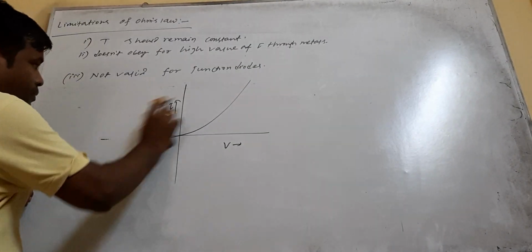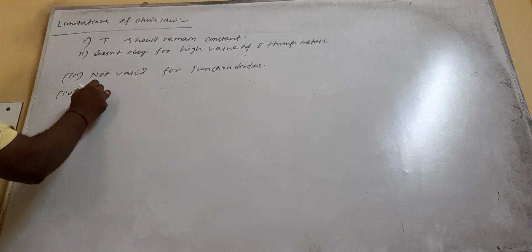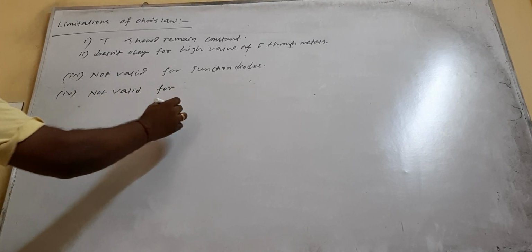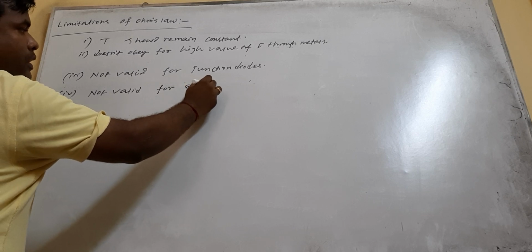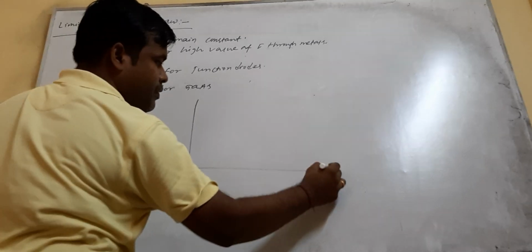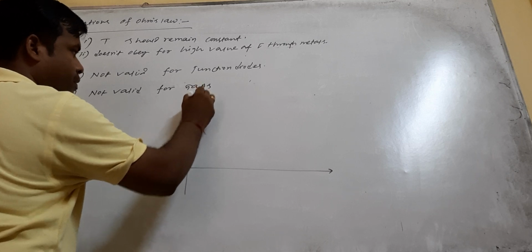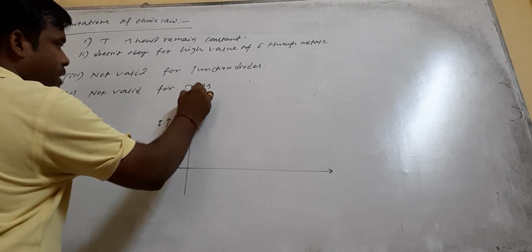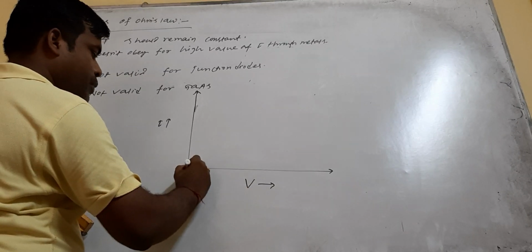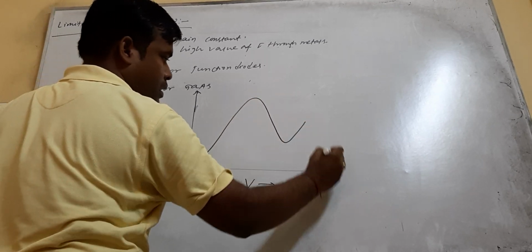So another one, it is also not valid for gallium arsenide. For gallium arsenide, you remember the graph will be like this. You take current along one axis and voltage along the other. The graph will be like this.